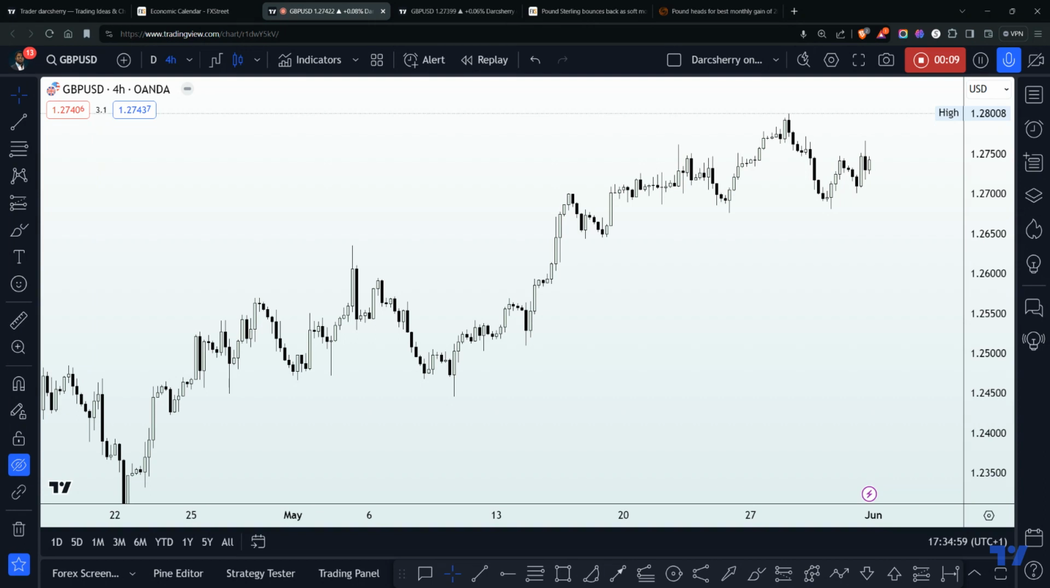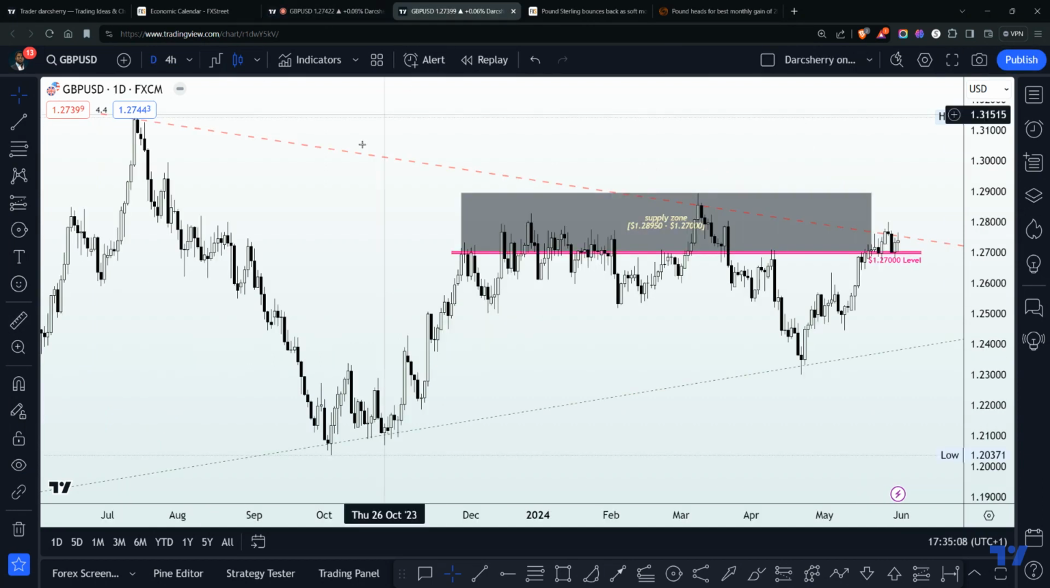In this video, we will be diving into the GBPUSD chart where trading activities have been confined within a crucial confluence as illustrated in our previous trading setup.